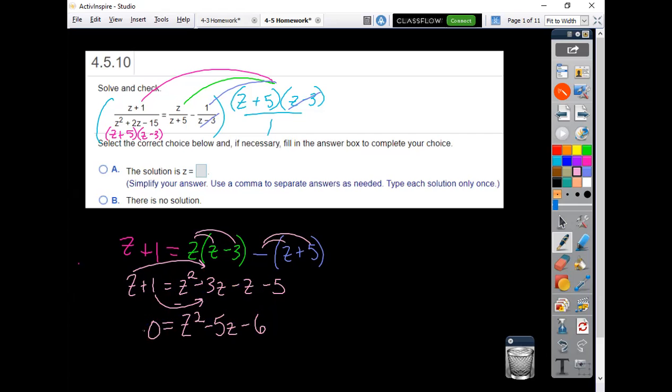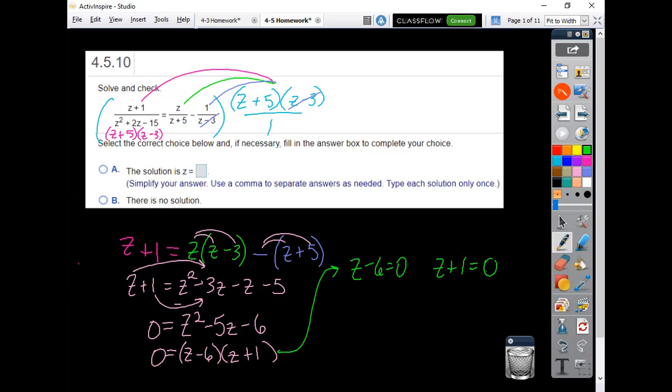Everything's gone on the left side, so a 0. And then I think this would factor into z minus 6, z plus 1. Check that if you'd like. And then set each factor equal to 0 and undo your operations to solve for your possibilities. Now we always have to double check when we get done that we didn't make the denominator equal 0 or that something actually does work.